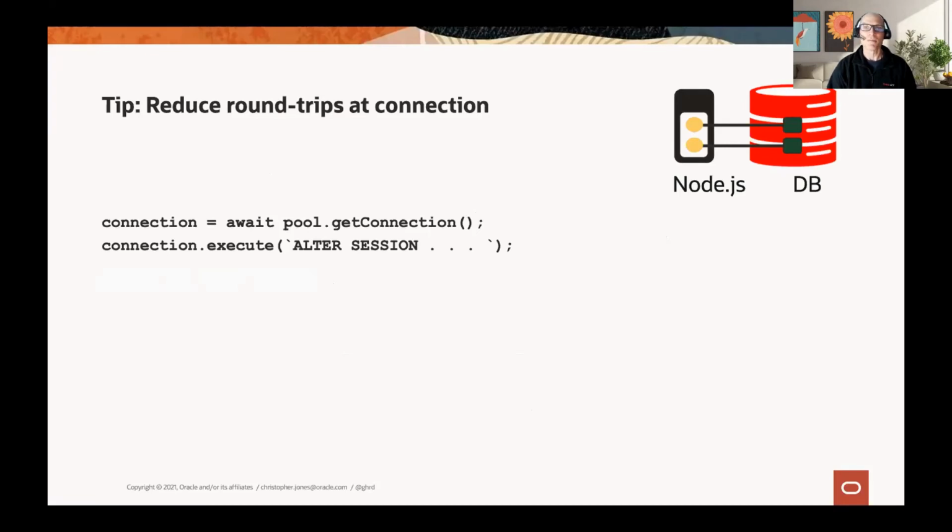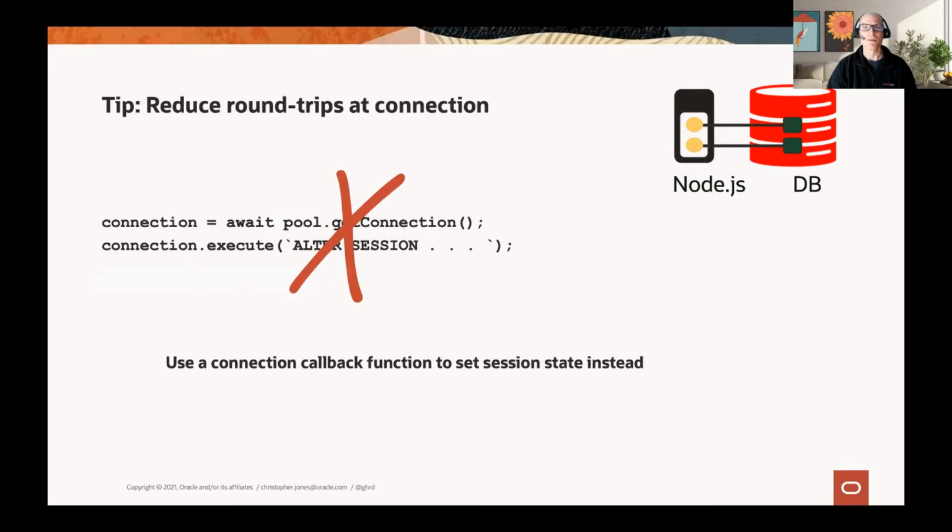So one common pattern we see is that people do get a connection and then they try and set some session state. So alter session, NLS date formats, number formats, time zones, things like that. As soon as you do a connection, you have to do a round trip to the database. The database has to do some work. So don't do that with a connection pool.